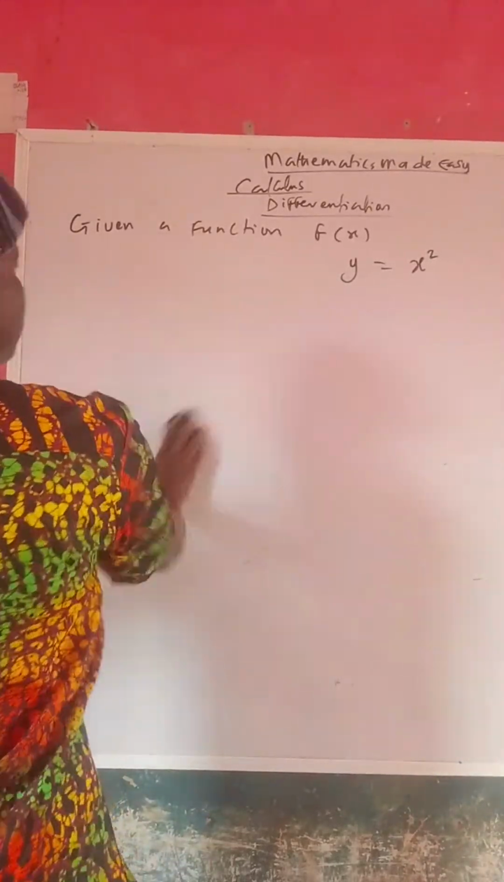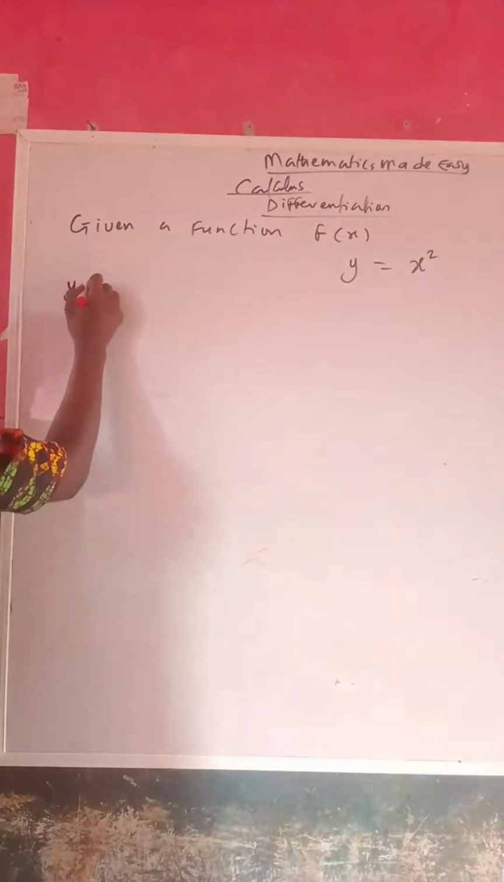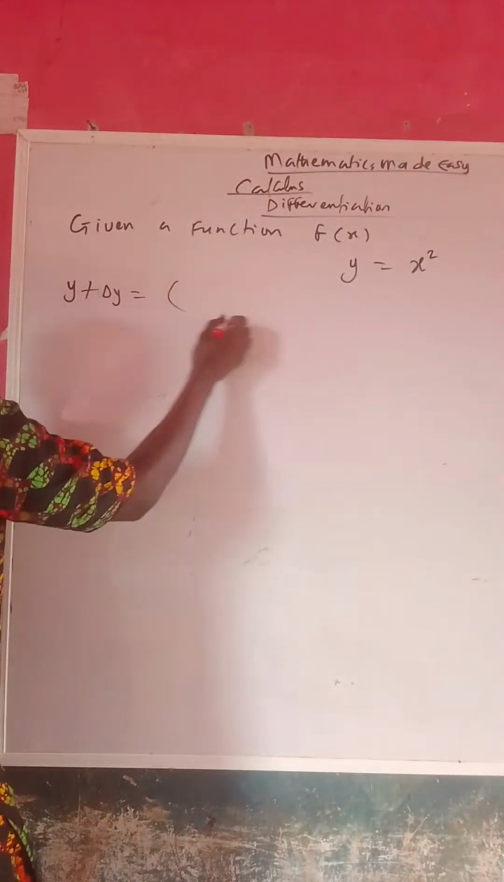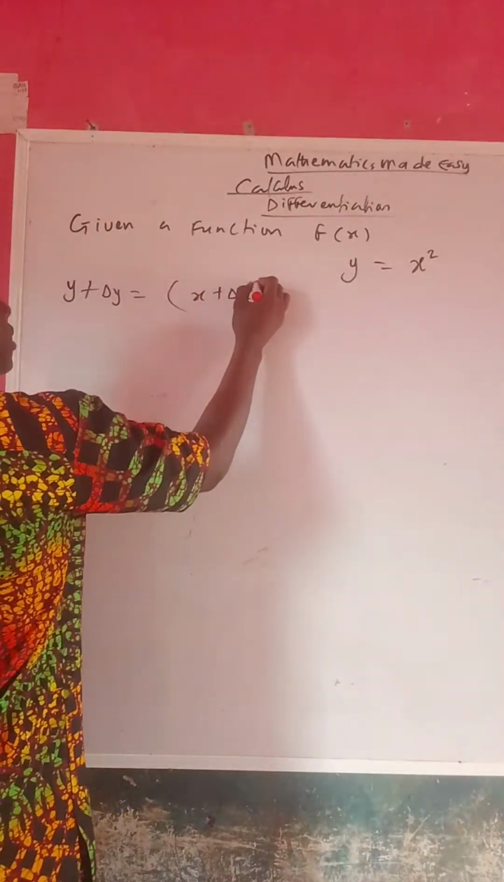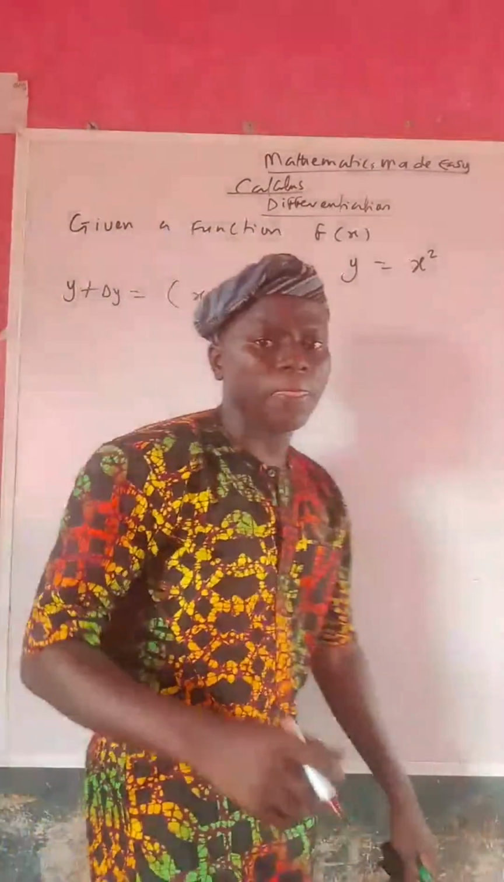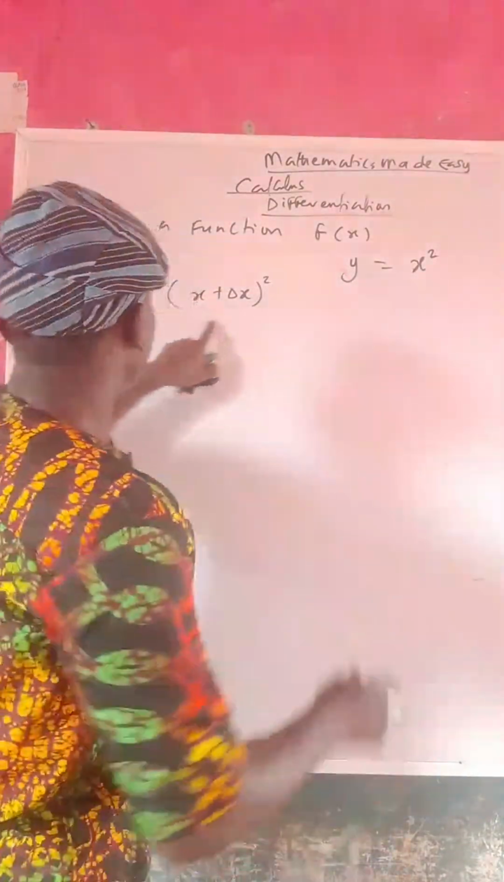So, what you're going to do now is, you had increase in y to the y part, so we're going to have y plus change in y. Then you had increase in x to the x part, x plus increase in x, then to the second power. Alright? So you open this bracket.